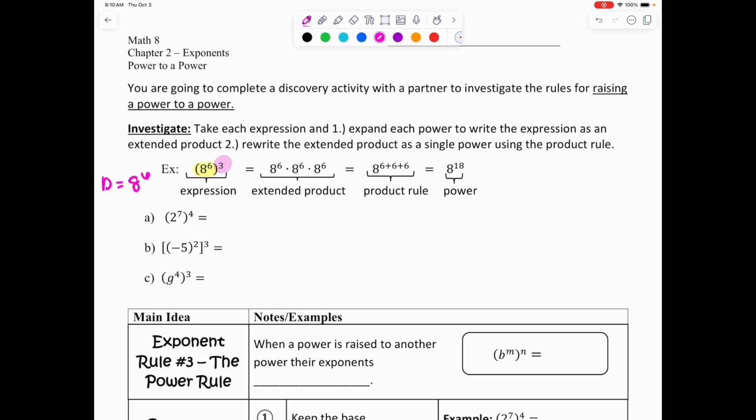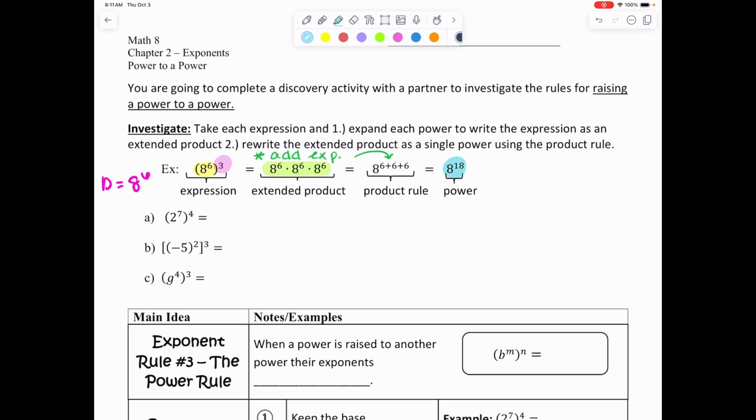So what this means is we're going to take 8 to the 6th and times it by itself 3 times. So you can see that's what I did here to get my extended product. 8 to the 6th times 8 to the 6th times 8 to the 6th. So this is actually a rule that we already learned how to do in a previous lesson. If I am multiplying and they have the same base, I should be adding these exponents. So that's what you see me trying to show in the next step, taking the 6 plus 6 plus 6 and making the final answer 8 to the 18th.